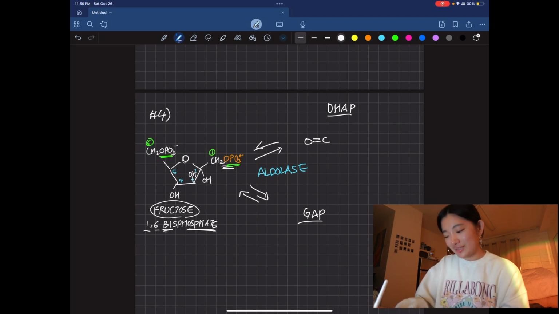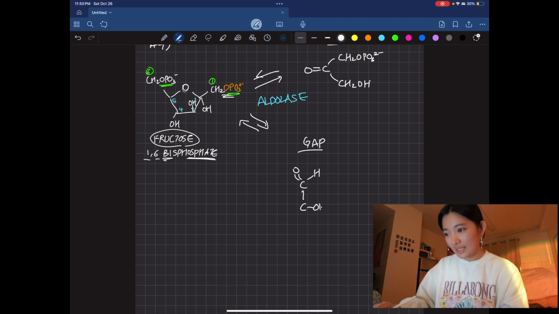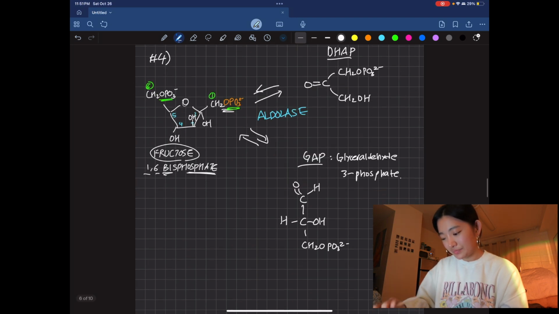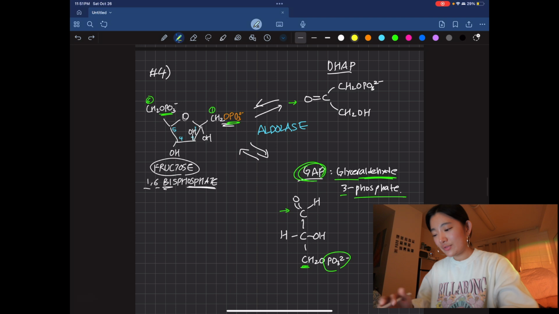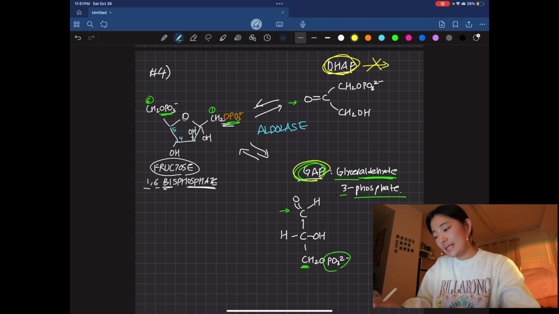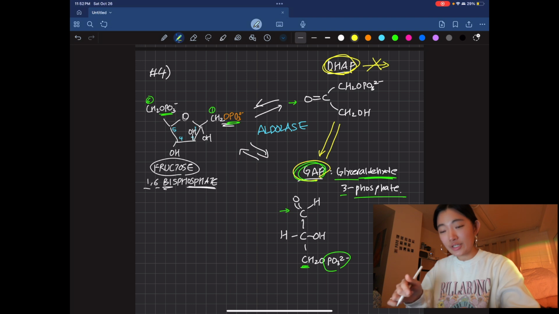Bro, this is so funny. DAP and GAP. Alright. So DAP looks like this. And GAP has an aldehyde group. So at this point in the reaction, we have 1 DAP molecule and 1 GAP molecule. The thing about the DAP molecule is that it can't proceed in glycolysis. So we actually have to convert it into GAP.